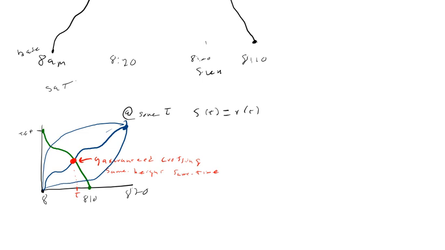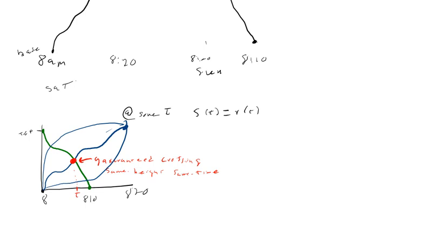So between 8 and 8:10, the meeting time is going to be between 8 and 8:10. Somewhere we want them to be equal. And it says to subtract them. I guess what we can do is we can say somewhere they will be equal if the subtraction will be equal to 0.